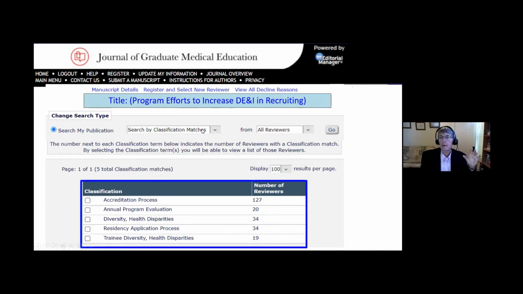Then I see what the classifications are, and I want to emphasize the author chooses these classifications. So when you are submitting a paper, it's really important to think about what classifications you put in that box. Don't just zip by, because that's part of the way that you decide who is going to review. I can search by classification match up here, which is all people in the reviewer database that have checked at least one of these, or I can search by specific individuals.